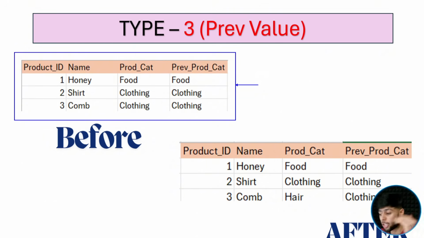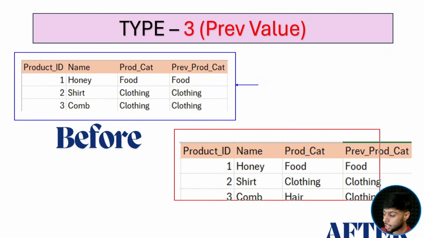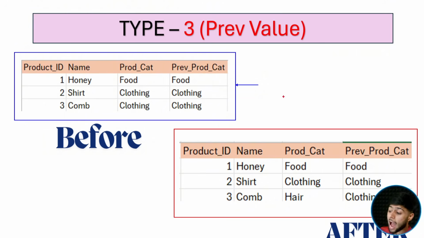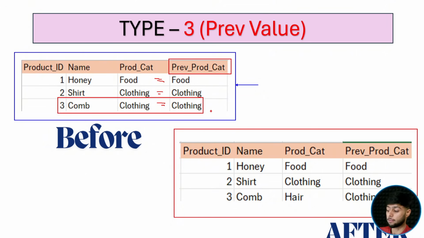So after the change, you can simply see we have added one column. It's called previous product cat. If no change is there, obviously both the values will be the same. This equals this, this equals this, this equals this. But we know that we have made a change in com. Then you will see something else. This is com, the product category is here, but the previous value was clothing. So in type 3, we preserve the previous value. That's it.